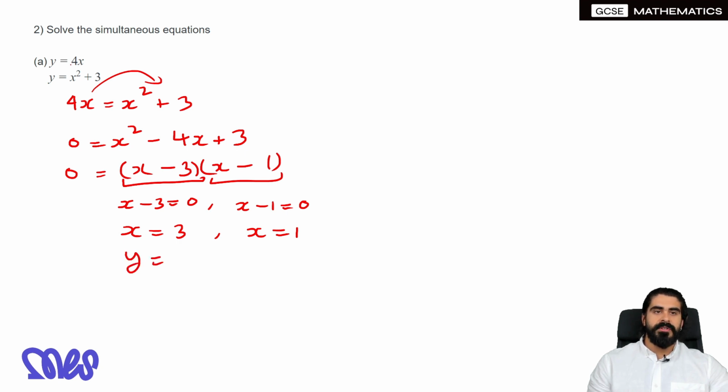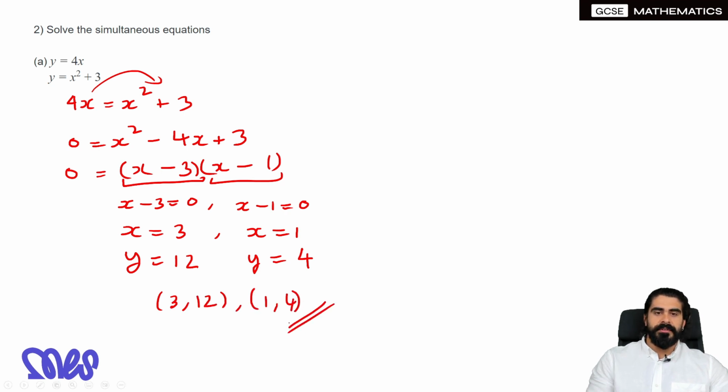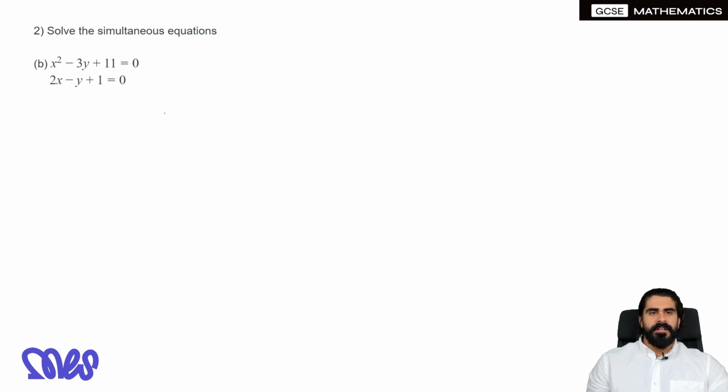So it says y equals 4x. Wherever the x value is, you times it by 4. So if x is 3, times it by 4, we get 12. If x is 1, times it by 4, you get 4. So our two solutions as coordinates are these two. Part B, a little bit trickier.